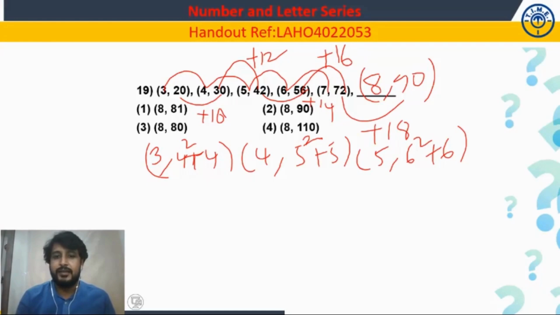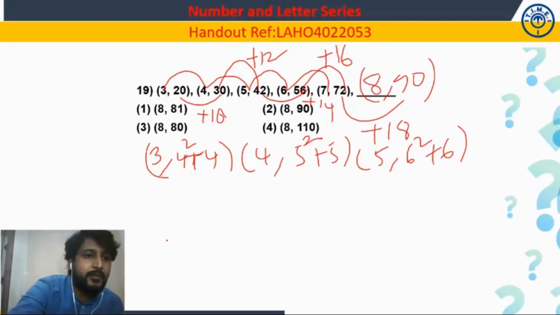Similarly, 6, 56 is nothing but 6, 7 square plus 7. Next is 7, 8 square plus 8. Next, 8, 9 square plus 9. 9 square is 81 plus 9, 90. It is also matching with which option? Second option. In any of the ways, our logic is correct. Either alternately 3, 4, 5, 6, 7, 8 consecutively, or 20 to 30 plus 10, 30 to 42 plus 12, 42 to 56 plus 14, 56 to 72 plus 16. 10, 12, 14, 16 are consecutive even numbers. So after 16 will be 18. 72 plus 18, 90. Choice 2, 8, 90.